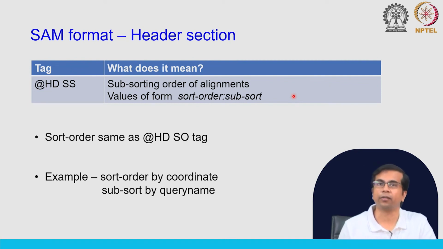So, you can have first sorting by coordinate or the position where it aligned, and then followed by the query name. And the sort order value will be the same as whatever the value is in the HD SO tag. Okay.